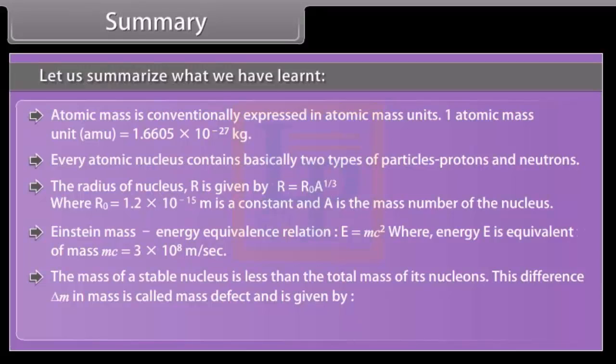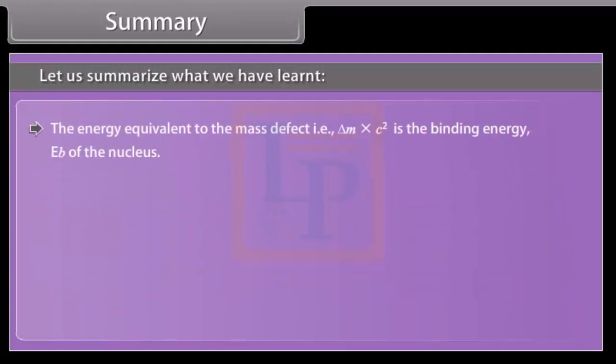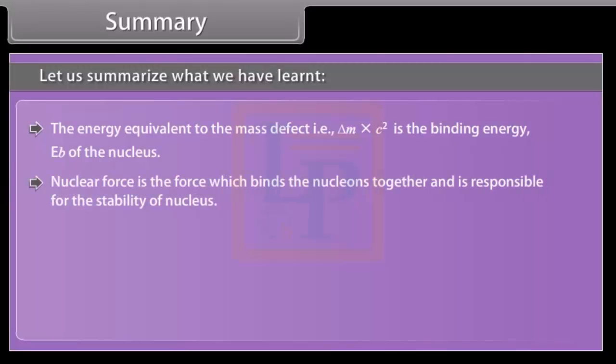This difference Δm in mass is called mass defect and is given by an expression. The energy equivalent to the mass defect, that is Δm c², is the binding energy, EB, of the nucleus. Nuclear force is the force which binds the nucleons together and is responsible for the stability of the nucleus.